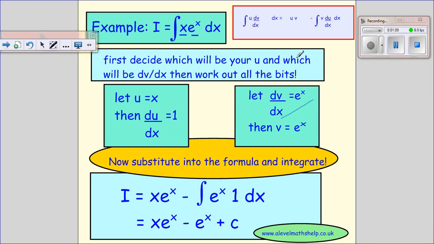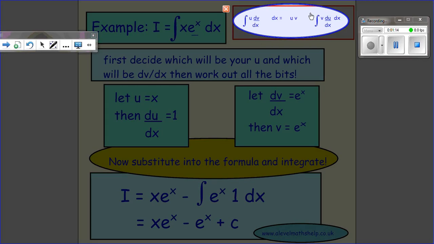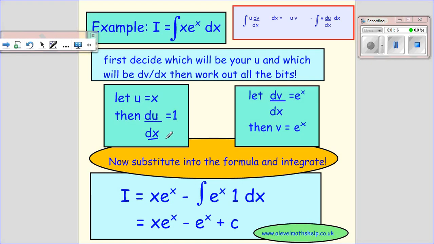I then work out all the bits I need so that I can use my formula. So I need du by dx. When I differentiate u equals x, I get 1, and dv by dx equals e to the x, and from this, if I integrate up, I get v equals e to the x, because when I differentiate e to the x, I get e to the x, and so when I integrate e to the x, I get e to the x. I then substitute all the bits into my formula.